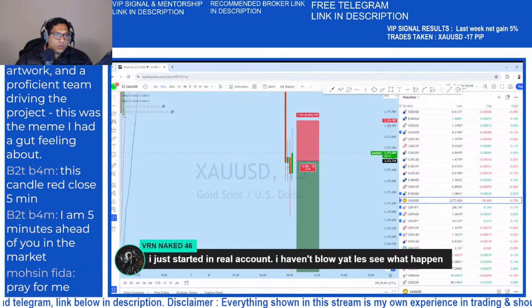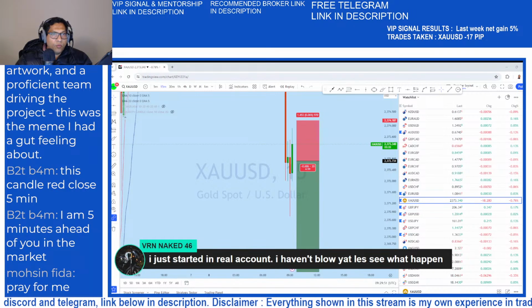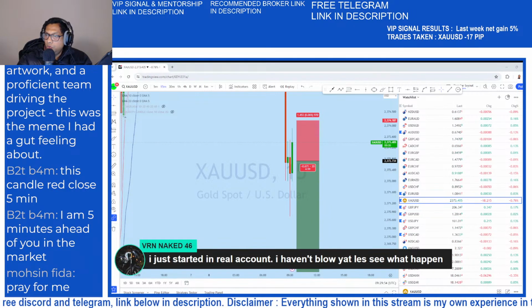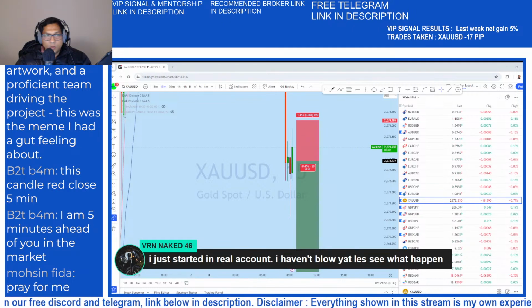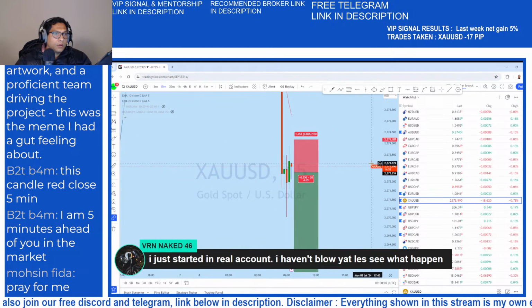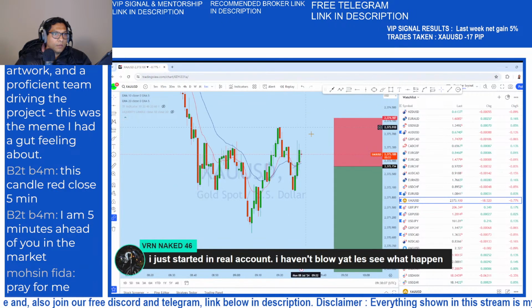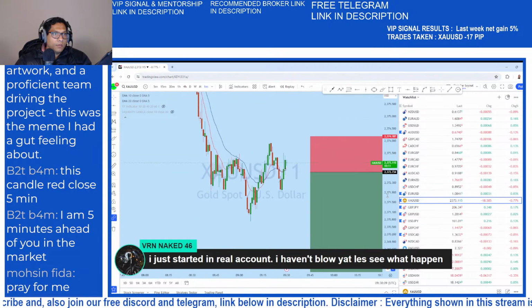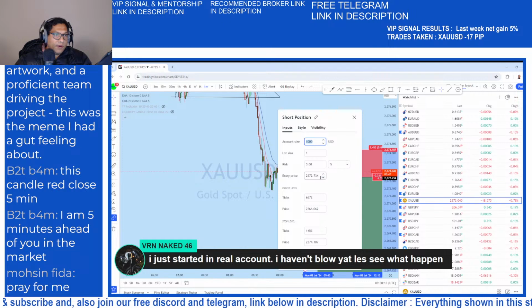So the stop loss we can put, my stop loss at 2374.28. So here, stop loss at 2374.28.